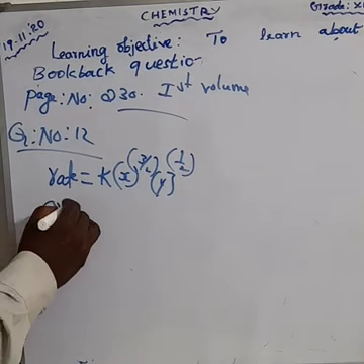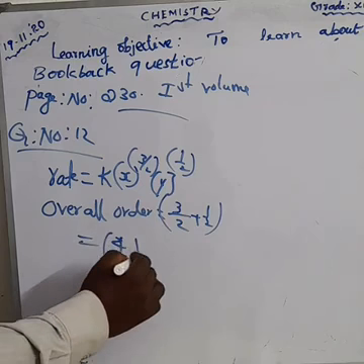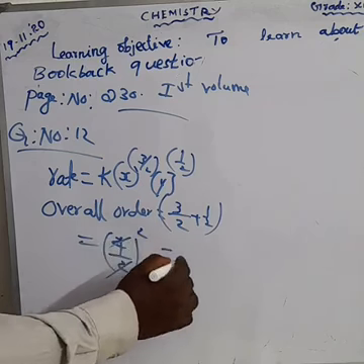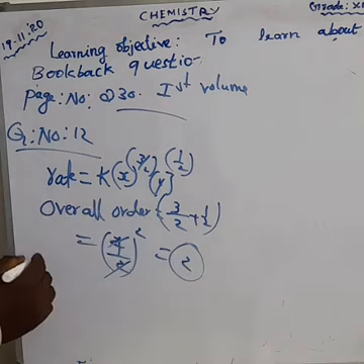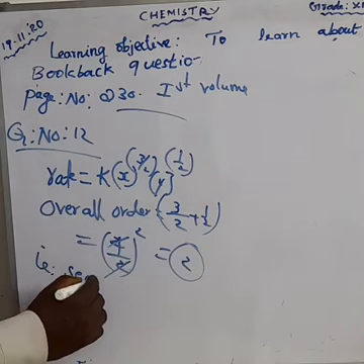Here the X value has 3 by 2. So overall order is 3 by 2 plus the Y value 1 by 2. So we can write it as 3 plus 1, 4 by 2. So what's the value? 2 is the answer. So it is a second order reaction.